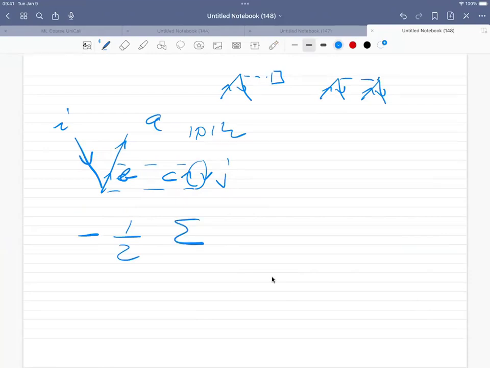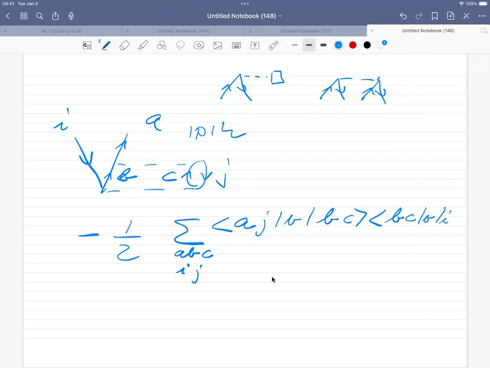Then I have the summation over the states A, B, C, and then I have my ij here. And if I set up the matrix elements now, for the upper one, I have an outgoing particle state A. I have an outgoing hole state J. I have an incoming particle state to the left, B, and an incoming particle state C to the right. And this is multiplied with the next one, where we have an outgoing particle state B, outgoing particle state C to the right, and then the left hole state and right hole state.